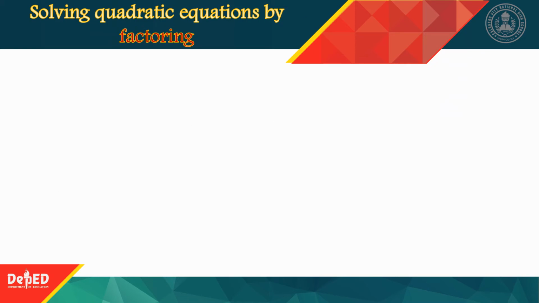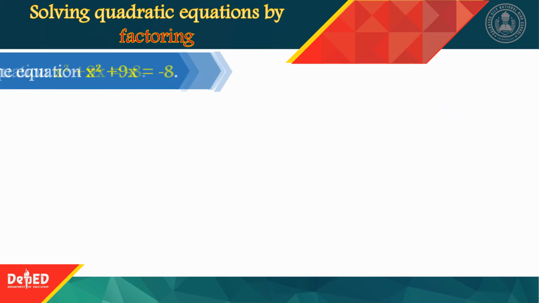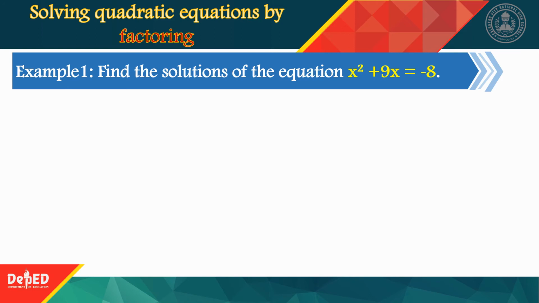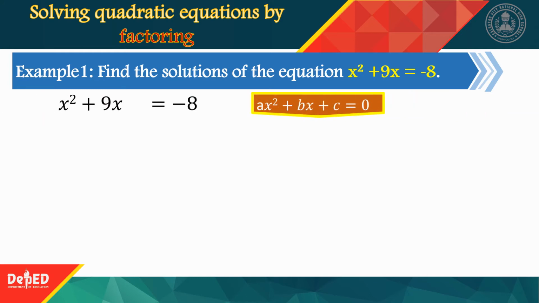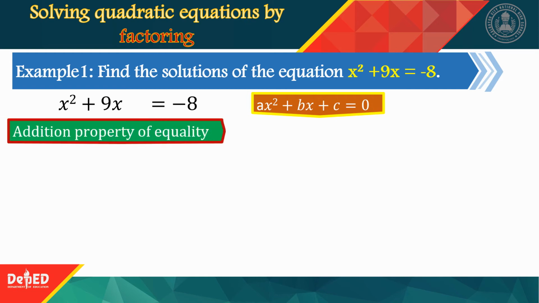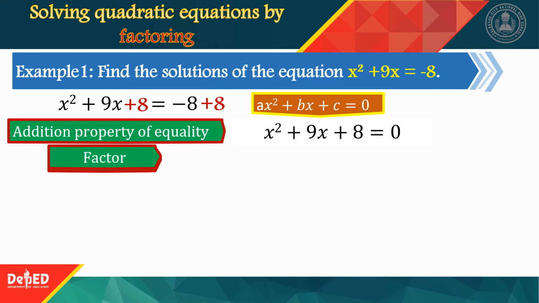Solving quadratic equations by factoring. Example 1. Find the solution of the equation x squared plus 9x is equal to negative 8. We write this in the form ax squared plus bx plus c is equal to 0. Applying the addition property of equality, add 8 to both sides. So we have x squared plus 9x plus 8 is equal to 0. Then factor: x plus 1 times x plus 8 is equal to 0.